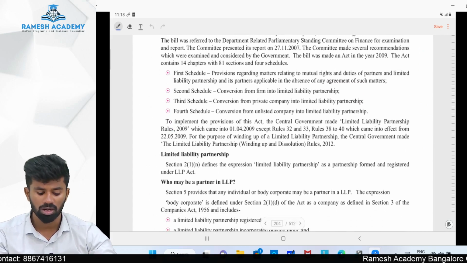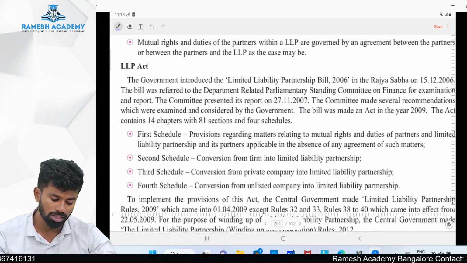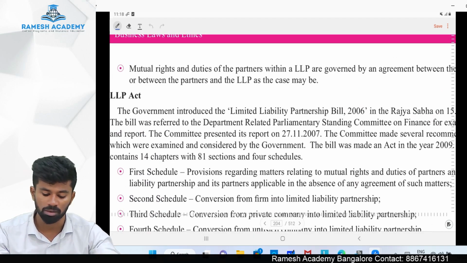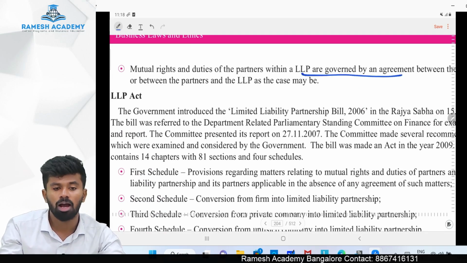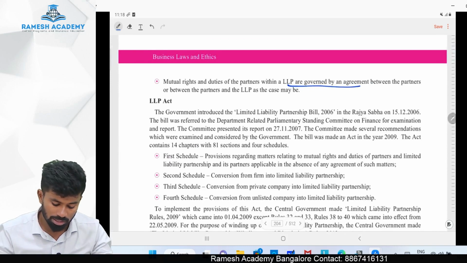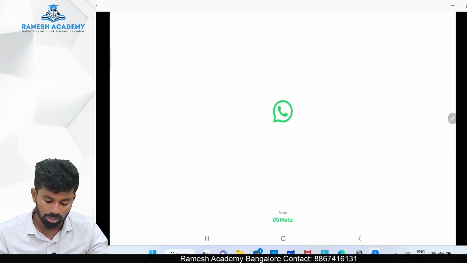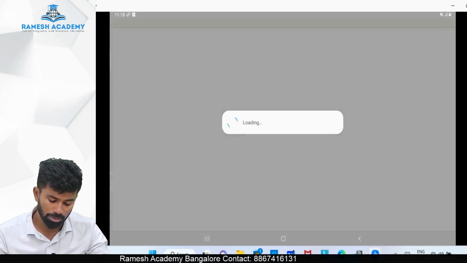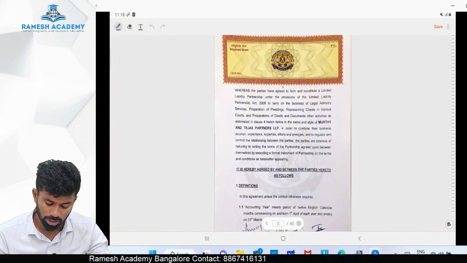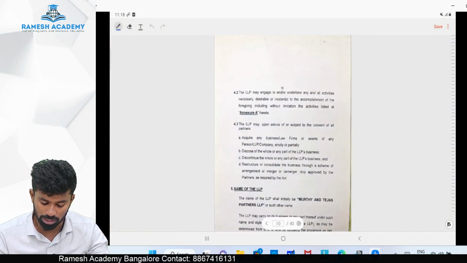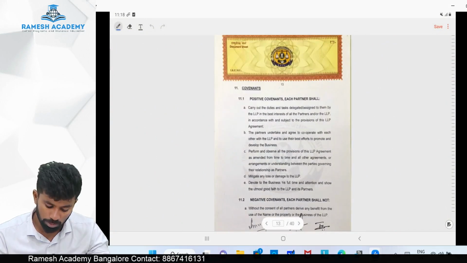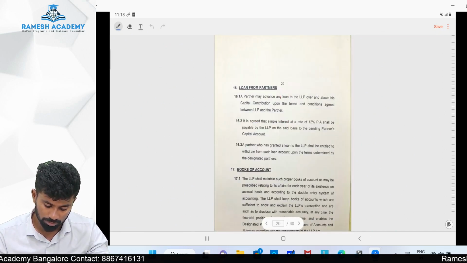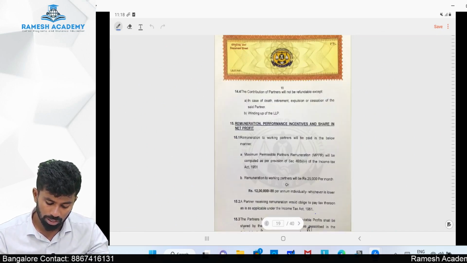And the mutual rights and duties of the partners in an LLP are governed by what? Governed by the LLP agreement. So this is how the LLP agreement looks. We make an LLP agreement, where we agree everything.